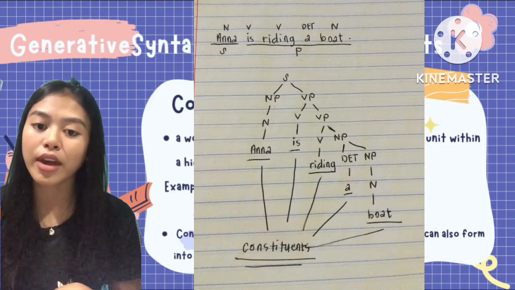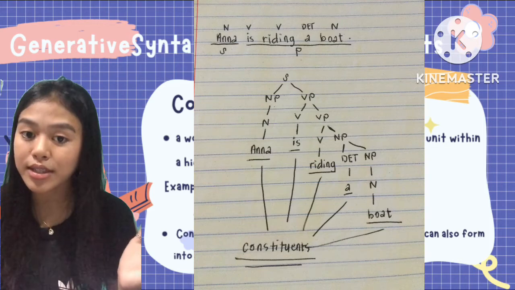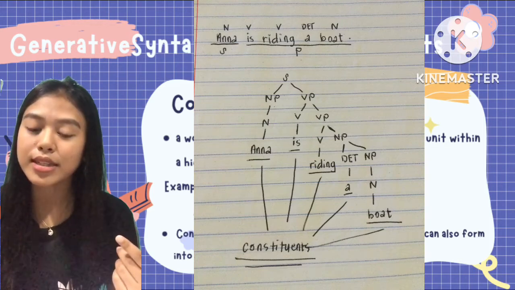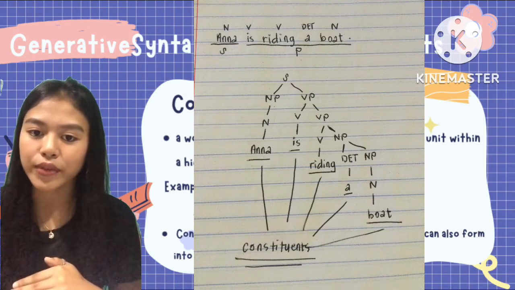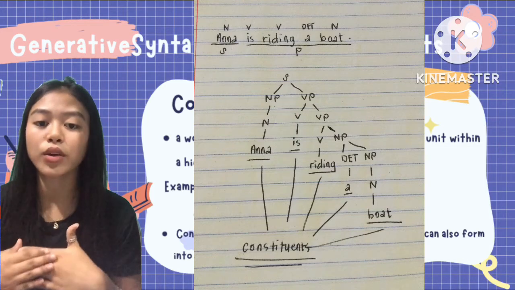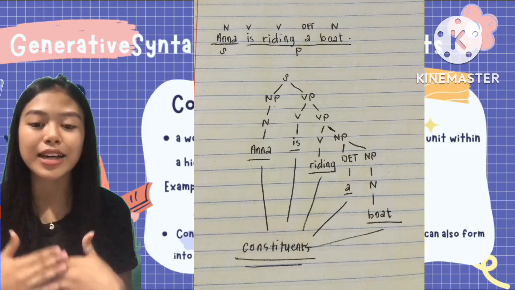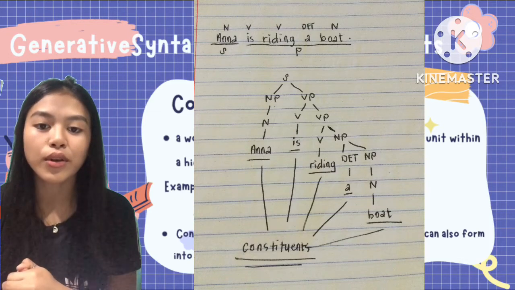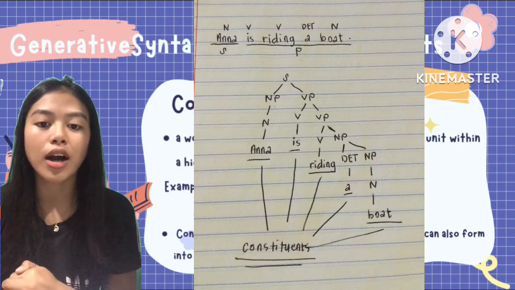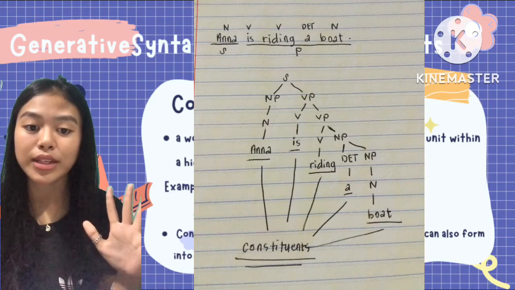You have there Anna as a noun phrase. You have a verb phrase. And another noun phrase. Those are what we call constituents. So, in the sentence, Anna is riding a boat, there are 5 constituents.